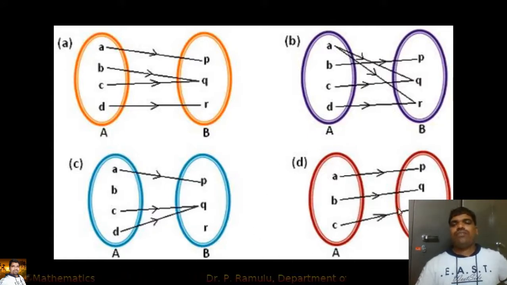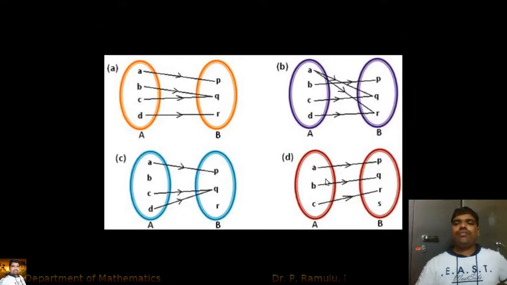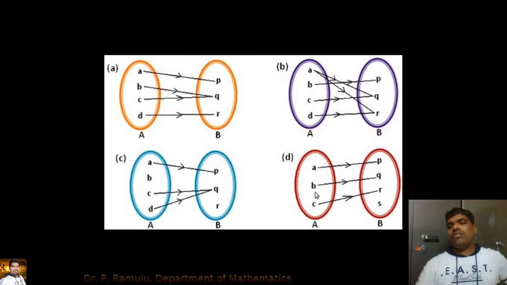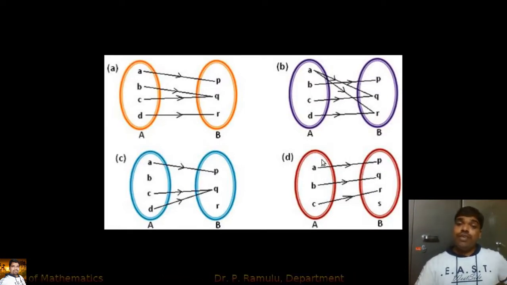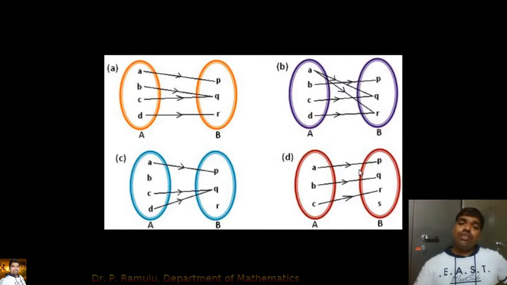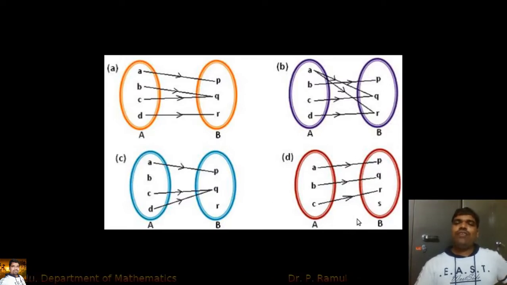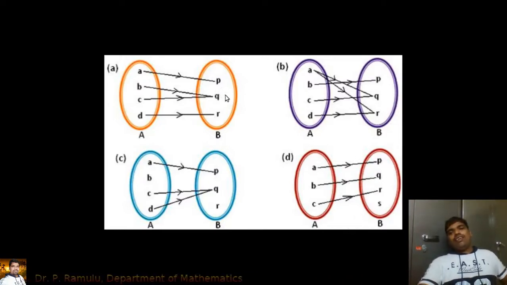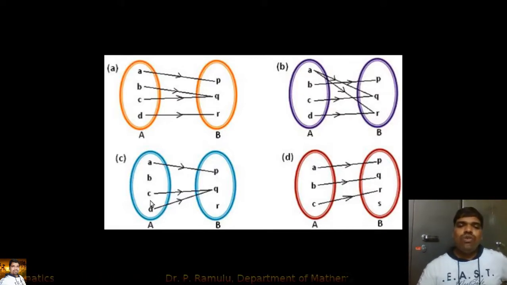Coming to here, A has 3 elements, B has some 4 elements. So A goes to P, B goes to Q, C goes to T. Our definition is that for every element of A, there exists a unique image in B such that f of x is equal to y. Here, A goes to P, unique only, B goes to Q, unique image, C goes to T. Every element has a unique image in B, therefore it is a function. So the first and fourth are functions and the second and third are not functions.